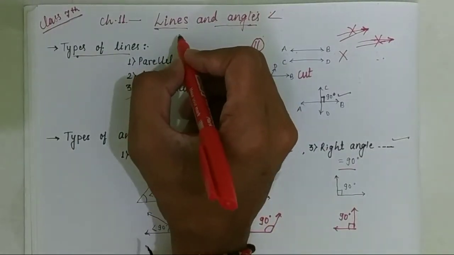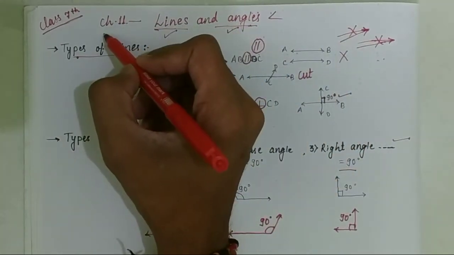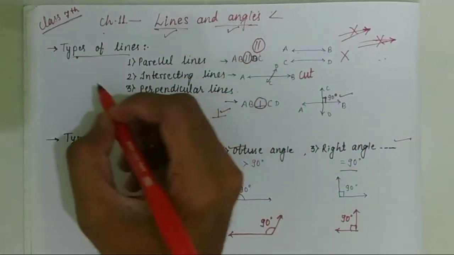Good morning students. Today we are going to learn about lines and angles. This is chapter 11 of class 7.